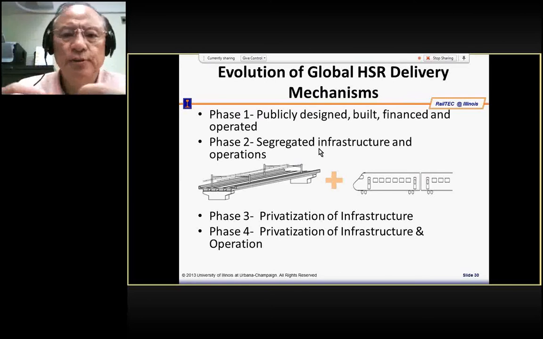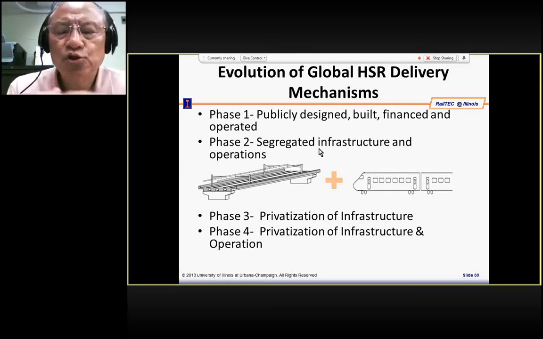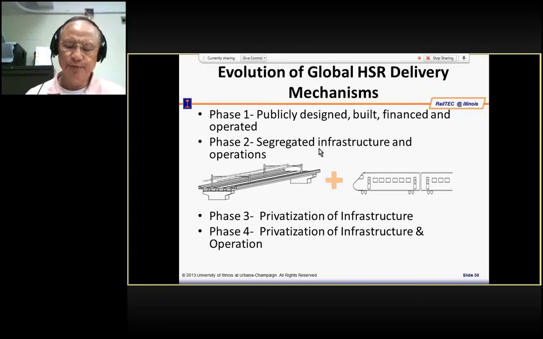We can try to see, actually, there are so many high-speed rail projects being built, and how they did it to start with. Okay, so if we look back at the history, how people developed their high-speed rail, then probably what we can find out is this.